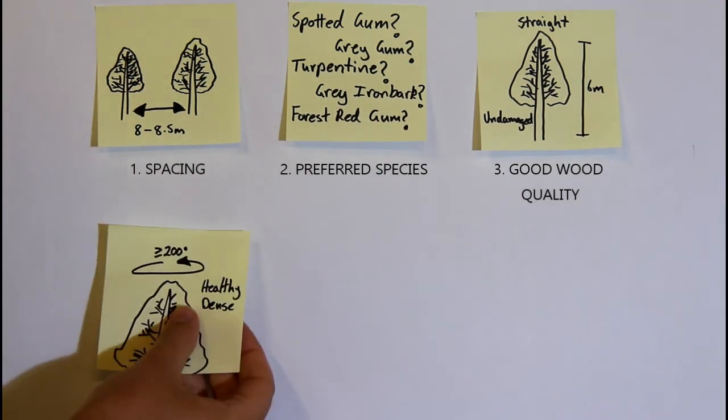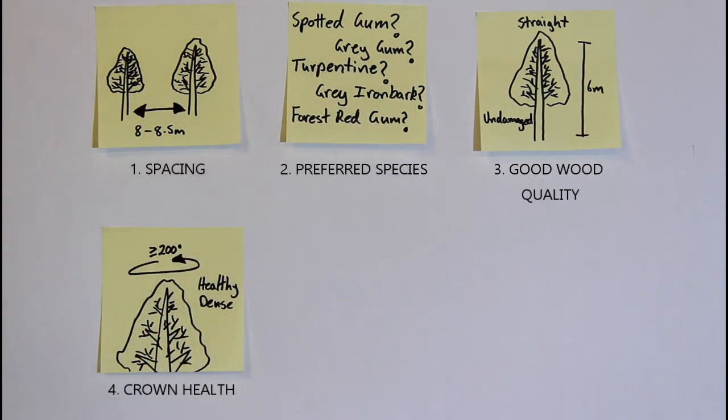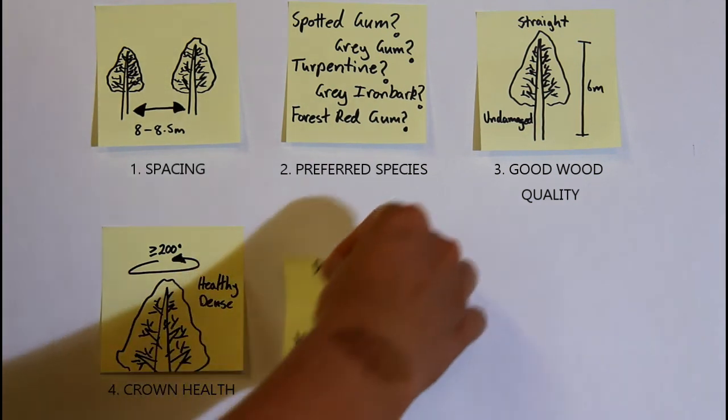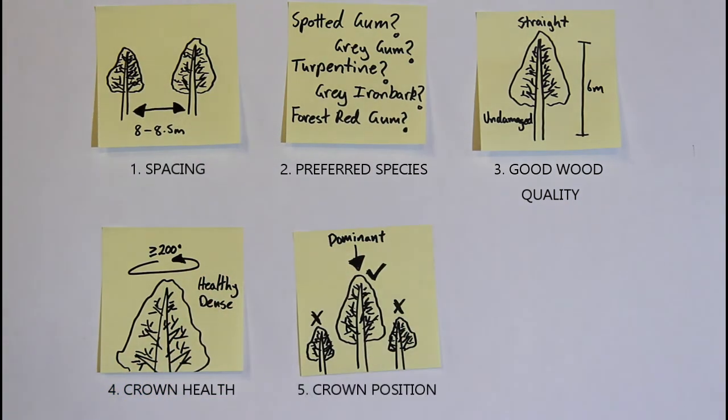Number 4. Crown health. A good tree has a healthy, uniform, dense tree crown with limited dead branches, mistletoe and/or epicormic shoots. There is a separate video to help you recognise a healthy crown. Number 5. Crown position. An ideal tree has a dominant or co-dominant tree crown placement in the canopy.